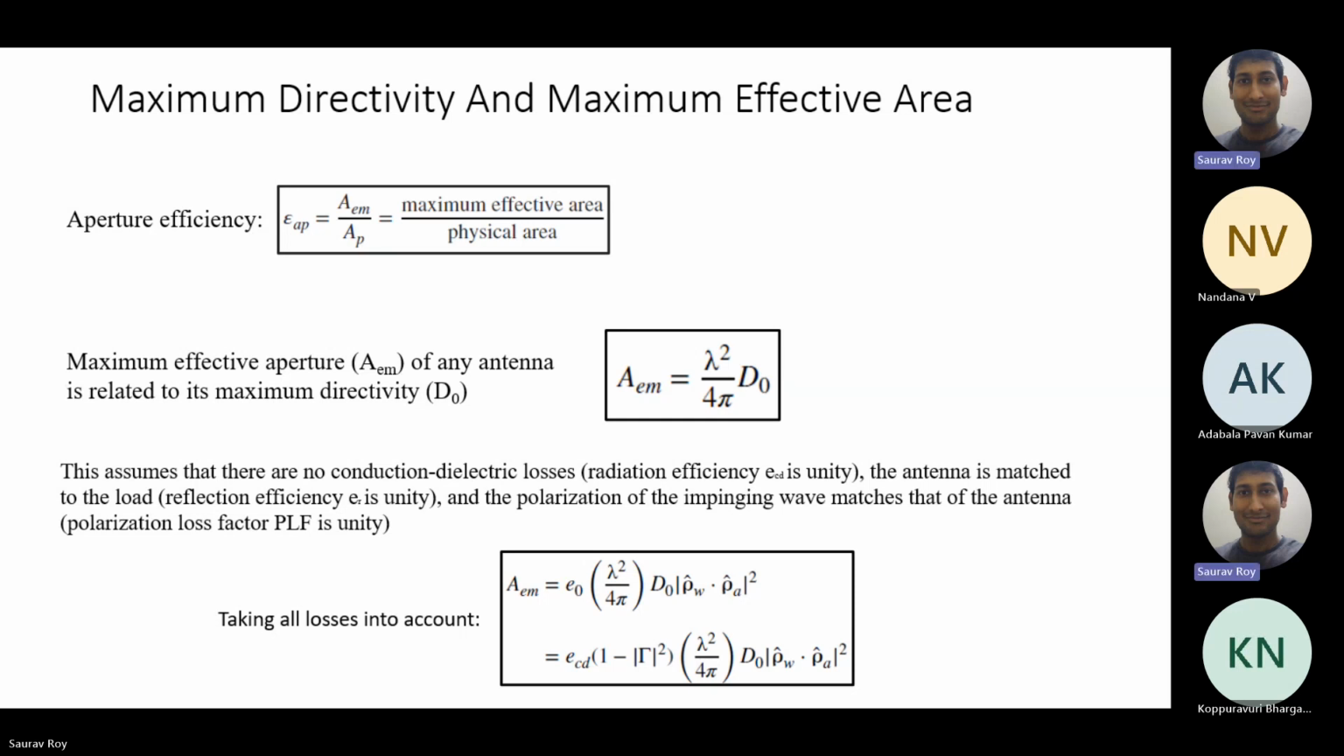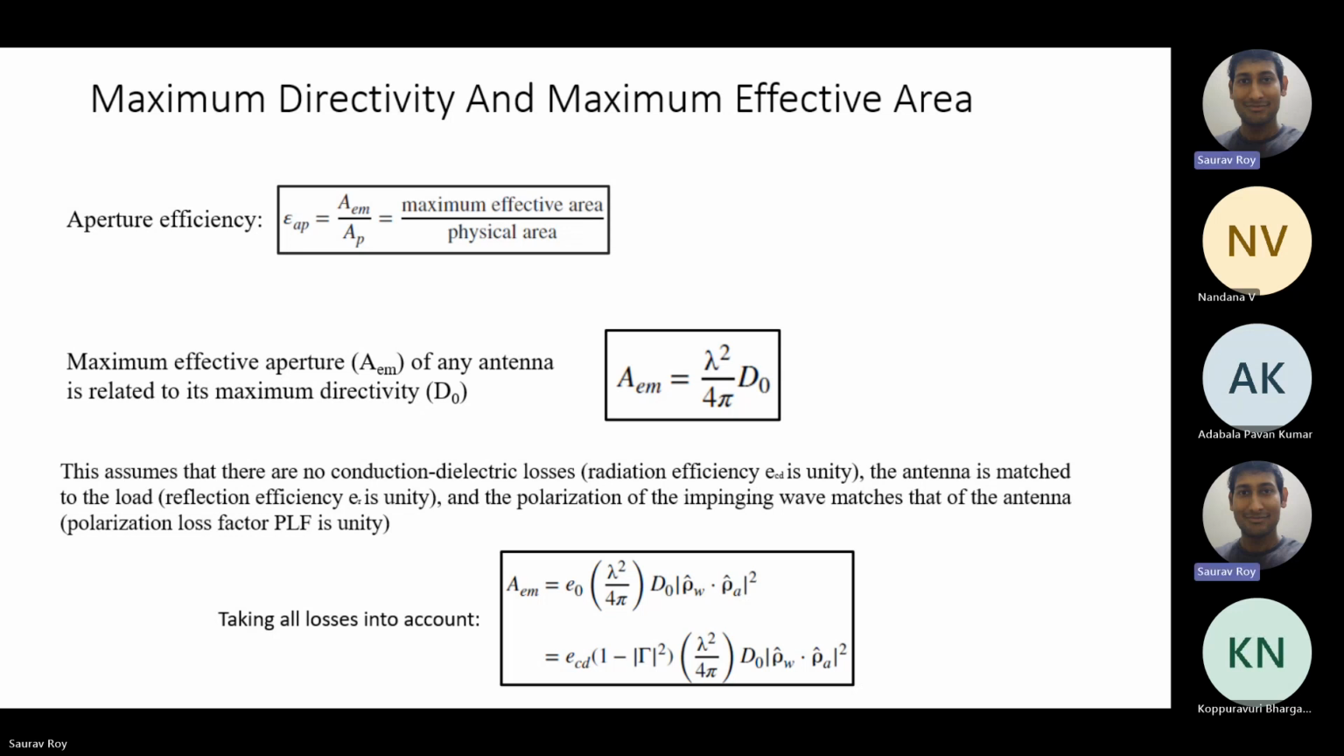Now it says the effective aperture area of the antenna is related to the maximum directivity D naught, given by the formula lambda square by 4 pi D naught. You must remember this, because it is of very good importance in antenna theory, as we always use this equation. If you know the directivity, you can calculate the effective aperture area, or vice versa, if you know the aperture area, you can calculate the directivity. Either one of them is relevant.